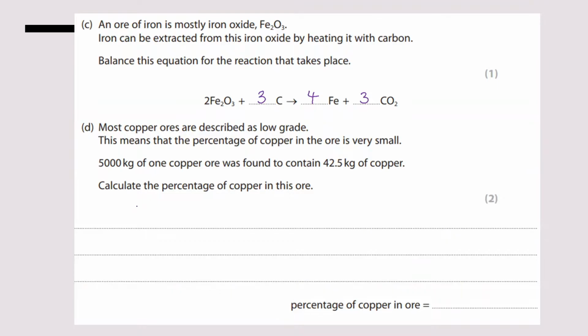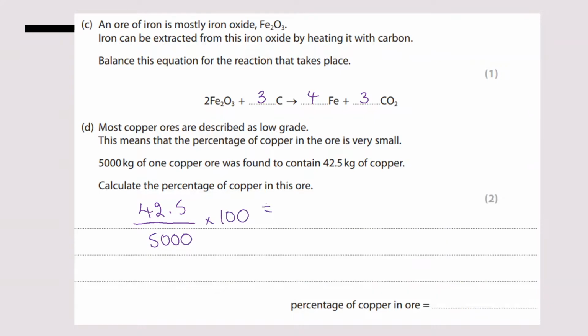So again, this is a maths question. It's a bit like saying someone got 70 out of 100 on a paper. So it's 70 divided by 100 times 100. If it was 70 out of 90, it'll be 70 divided by 90 times 100. So in this case, same thing: 42.5 divided by 5,000 times 100 to get a percentage.